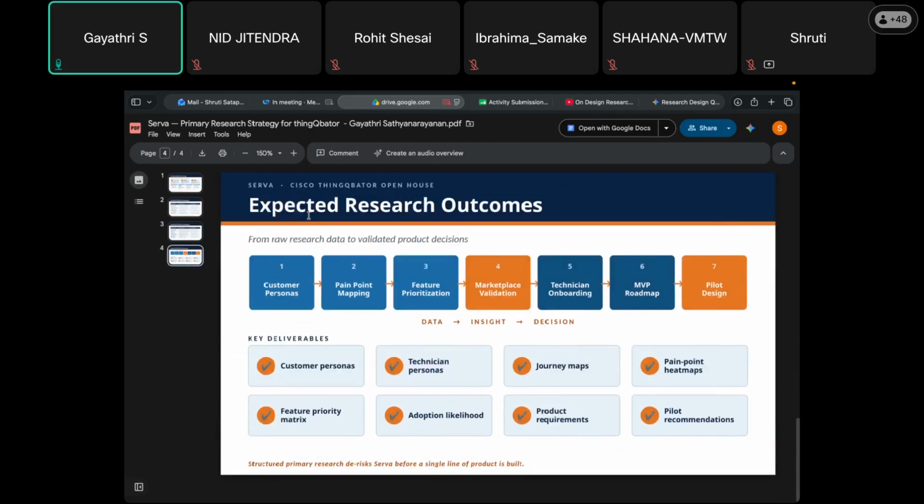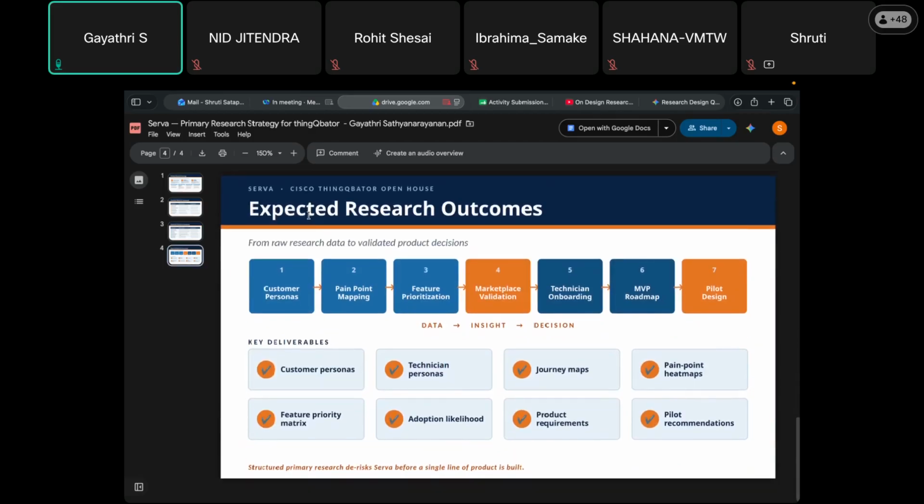All right, last but not the least, this research that we've conducted transforms raw data into product decisions that we would make.